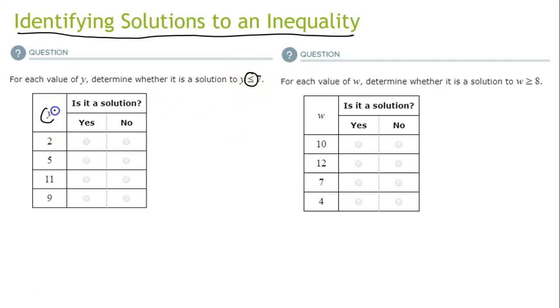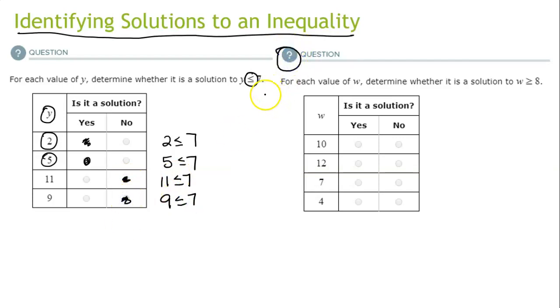We're replacing y with these numbers. So I'm replacing y with 2. Is 2 less than or equal to 7? Yes, it is. Let's try it with 5. Is 5 less than or equal to 7? Yes, it is. Is 11 less than or equal to 7? No, it's not. Is 9 less than or equal to 7? No, it's not. You pause the video and try this one on your own.